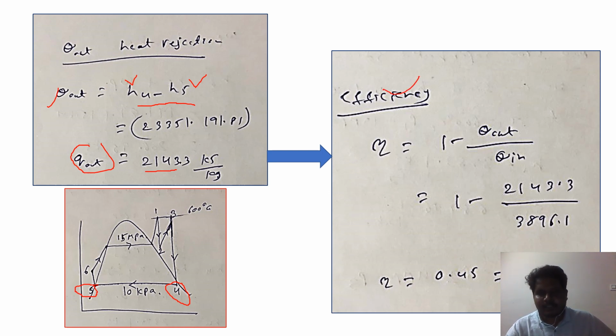Finally, the efficiency equals 1 minus Q out divided by Q in. Both Q out and Q in values we have calculated. Once you substitute both the values, you can find the efficiency. Efficiency equals 45%.